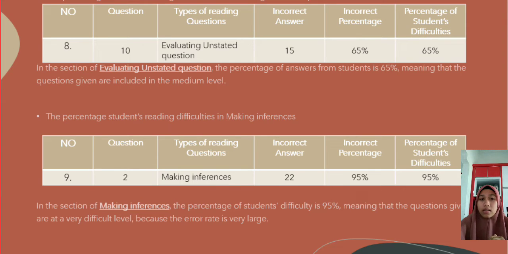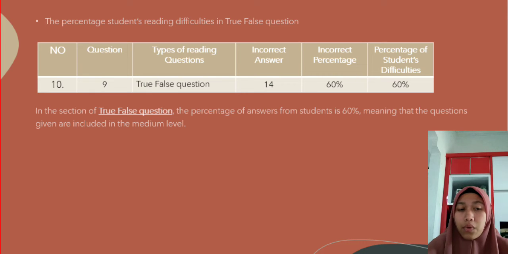The next is the percentage of student reading difficulties in making inferences. In this section, the percentage of student difficulty is 90-50%, meaning that the questions given are at a very difficult level because the error rate is very large. And the last is the percentage of student reading difficulties in true-false questions. In this section, the percentage of incorrect answers from students is 60%, meaning that the questions given are included in the medium level.